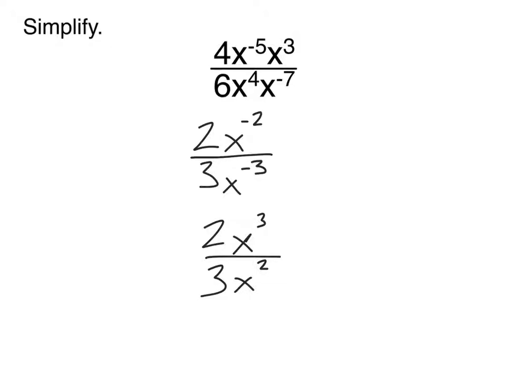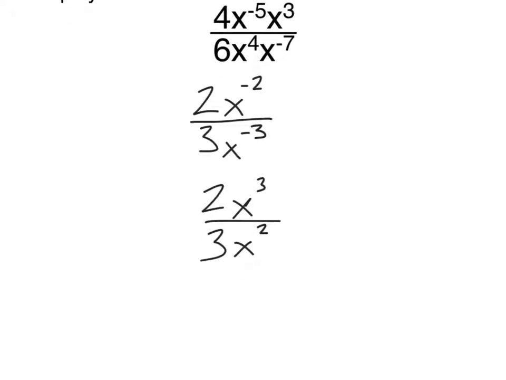Last step. Simplify the x's. I got x cubed over x squared. Remember, when I divide x's, I subtract their exponents. So 3 minus 2 is 1. So the whole thing ends up just being then 2x, because we don't have to write x to the 1, over 3. So that's our final answer, 2x over 3.